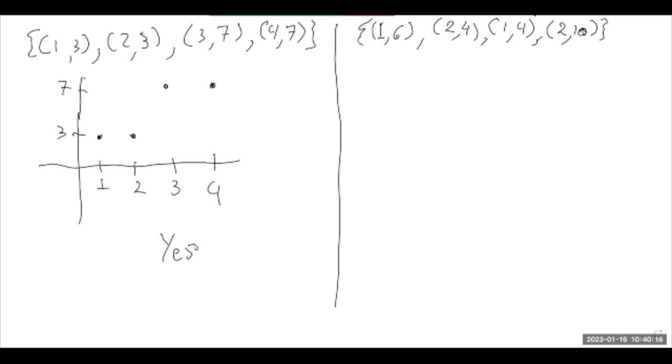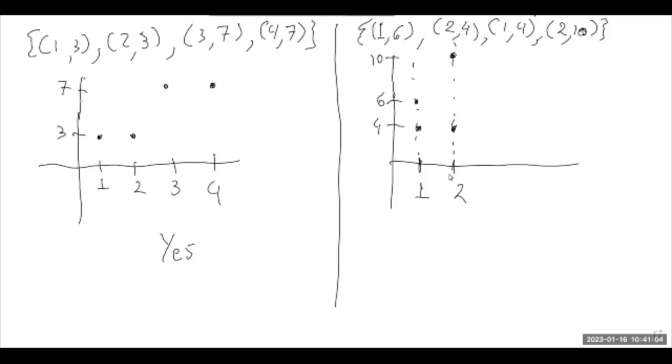For 14, we are given the points (1, 6), (2, 4), (1, 4), and (2, 10). So we have the x coordinates 1 and 2, while for y we have 4, 6, and 10. Now the points are (1, 6), (2, 4), (1, 4), and (2, 10). So here we see there are two vertical lines that pass through more than one point. The vertical line at x equal to 1 passes through two points, and so does the vertical line at x equal to 2. So in both cases, the relation fails the vertical line test, and hence this does not represent a function.